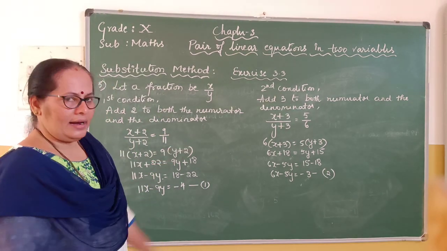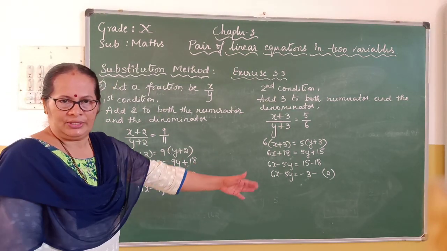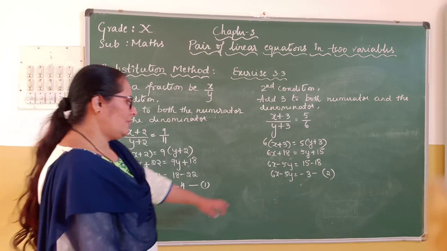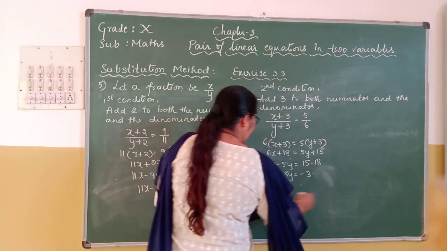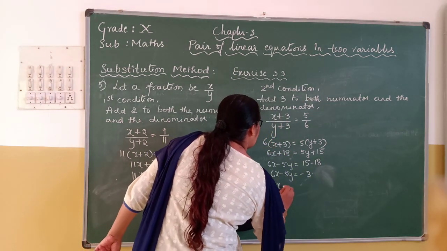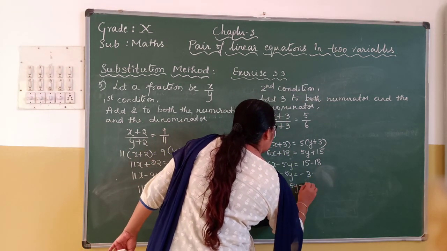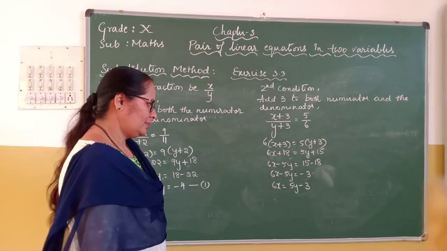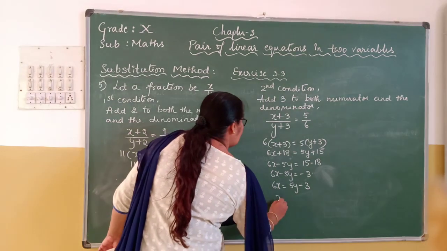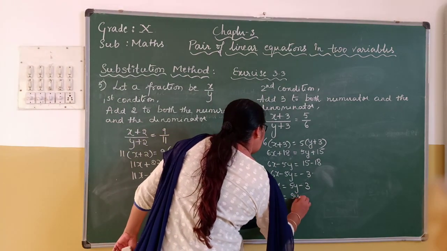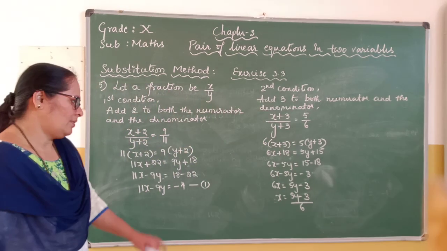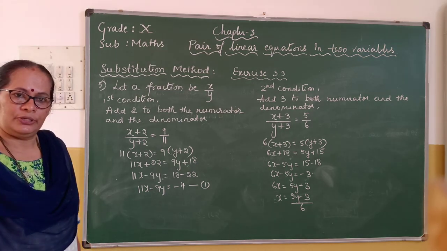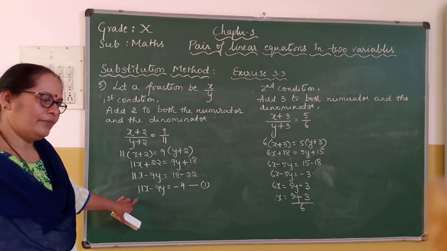Right? Then after that, substituting one equation in the other. So I will take the same second equation. See here, 6x equals 5y minus 3. Right? So x equals (5y minus 3) by 6. Now this x I am going to substitute in equation 1.